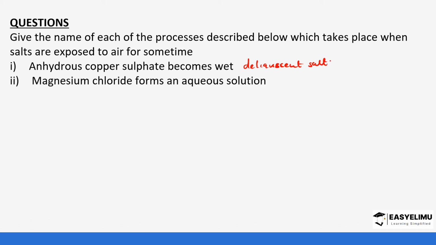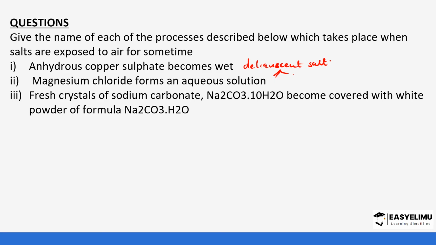And then magnesium chloride forms an aqueous solution. It's the same, a deliquescent salt. Let's look at that one more time. Anhydrous copper sulfate becomes wet. It doesn't form a solution. This is hygroscopic. And then the magnesium chloride forming an aqueous solution is the one that is deliquescent.